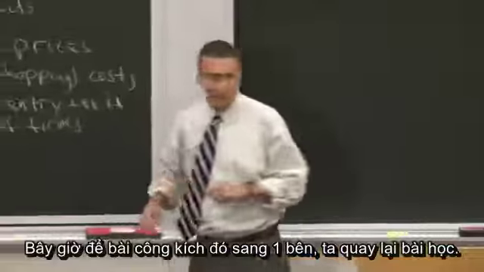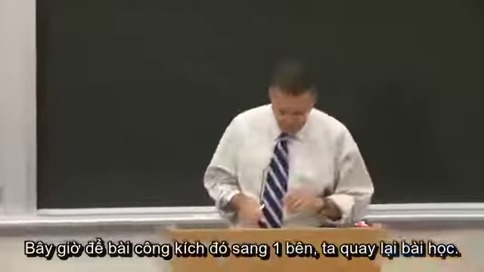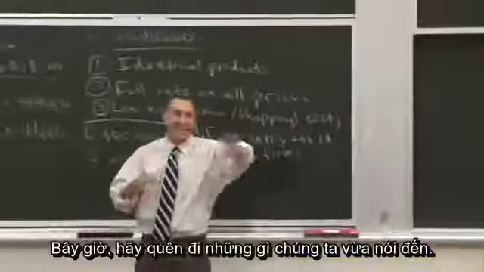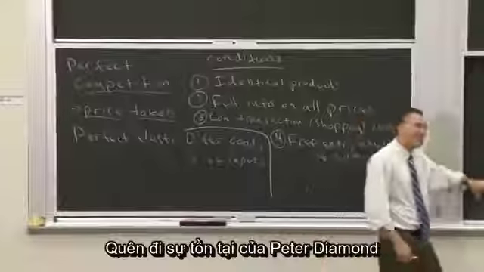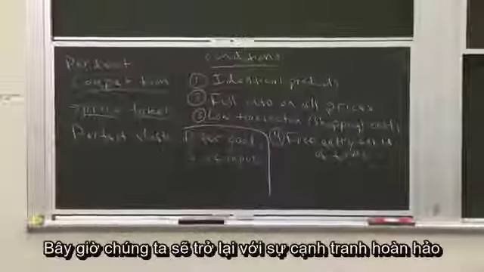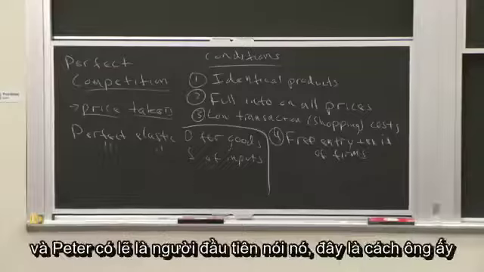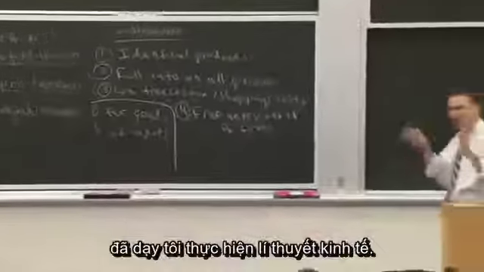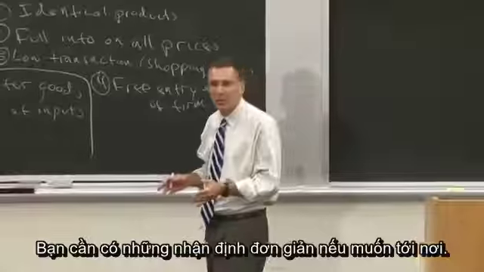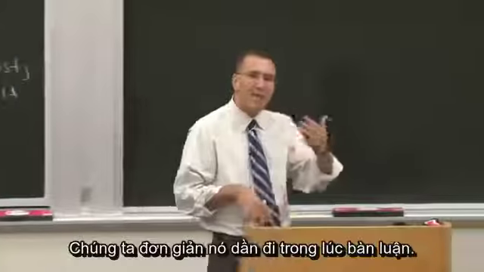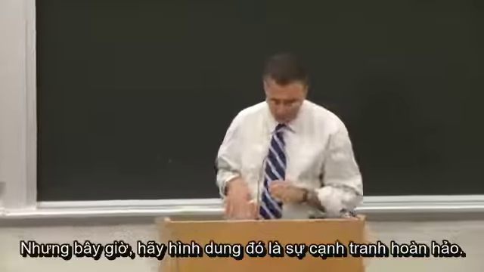Now, with that little diatribe aside, let's go back. So now, having said all that, forget it. Okay? Forget Peter Diamond existed. We're now going to go back to perfect competition. And once again, as I said in the first lecture, and Peter would be the first guy to say this, it's how he taught me to do economic theory, you've got to make simplifying assumptions if you want to get anywhere. So we're going to make the simplifying assumption of perfect competition. We'll weaken that as we go along. But for now, imagine it's perfect competition.